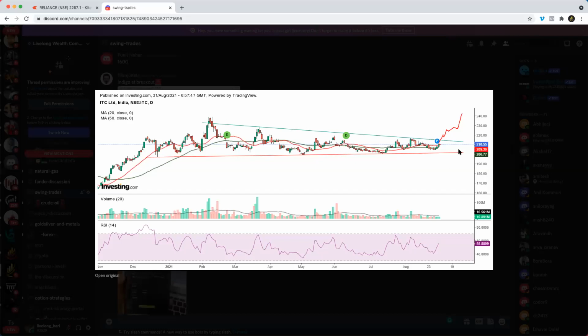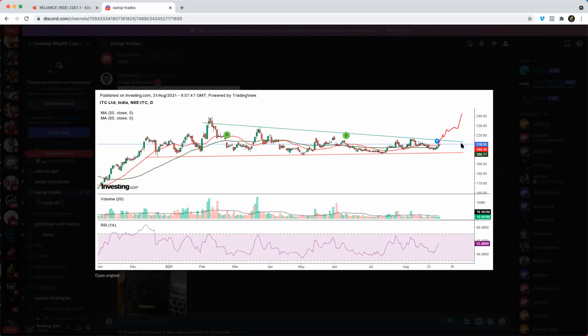But we could expect some sort of breakout on ITC. This breakout, I'm not expecting after years. We are expecting it within at least the coming month. And even if it is dropping down, more or less it would drop maybe till the 190, 200 range. ITC finds a good support over there. So that is the rationale why we have taken a position in ITC.